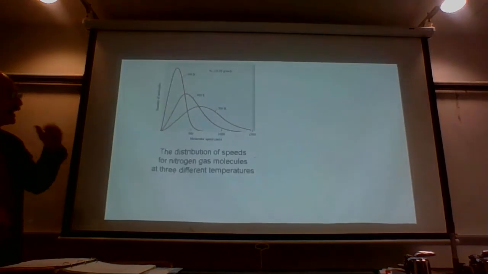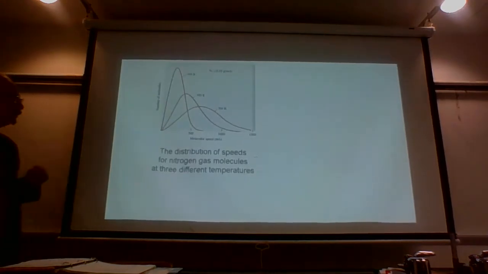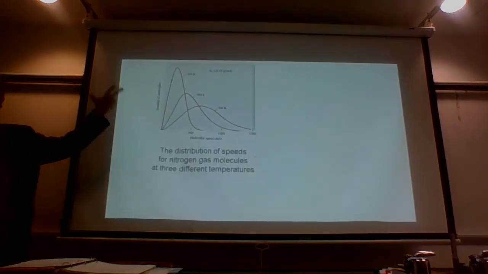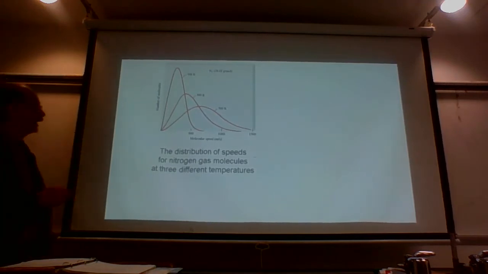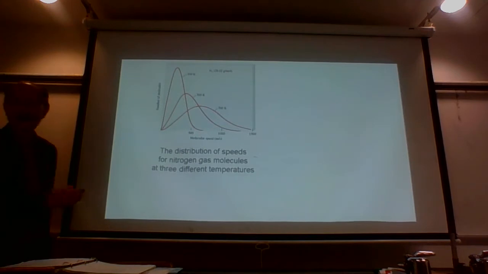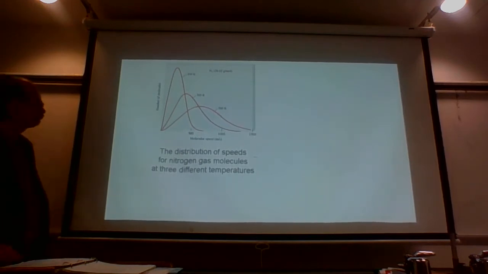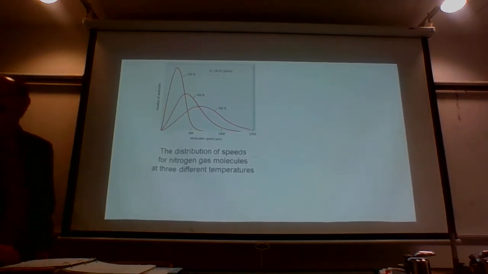Now, let's look at what a chart would look like. So this is a chart for nitrogen, N2. And you can see this is at 100 Kelvin. The next one is at 300. The next one is at 700 Kelvin. What do you notice about the shapes of the curves, first of all?